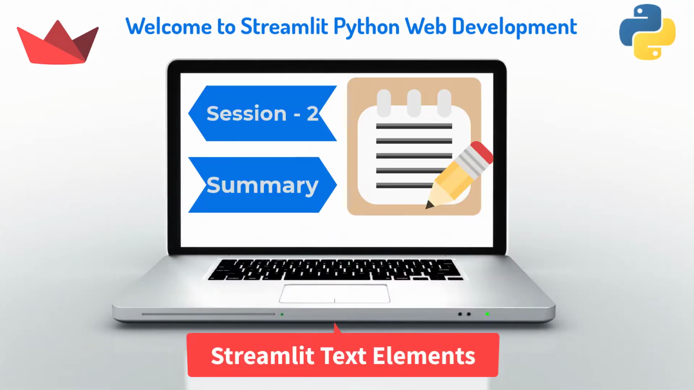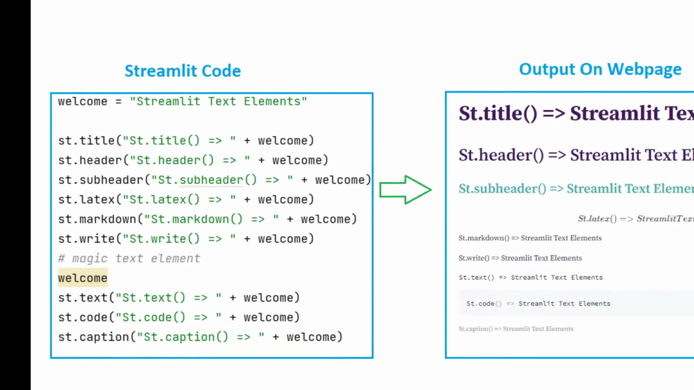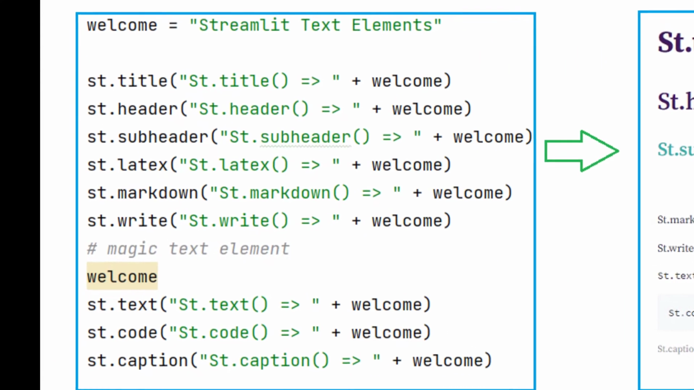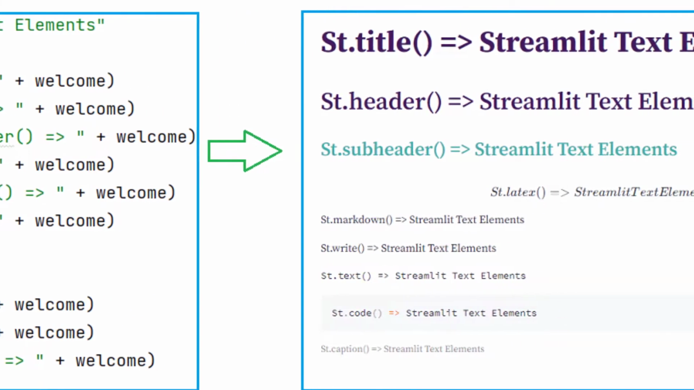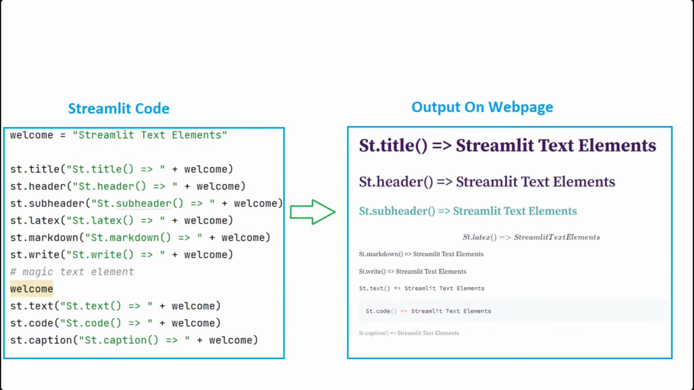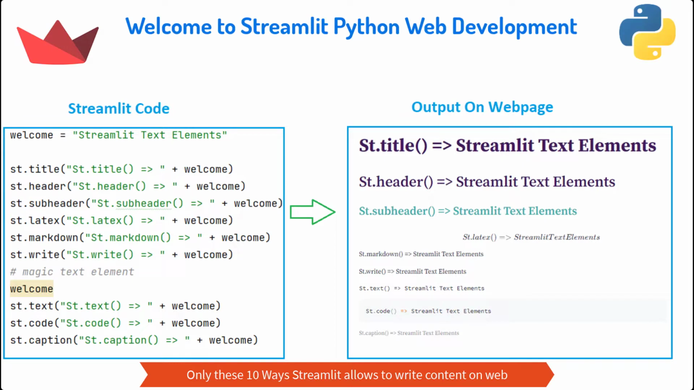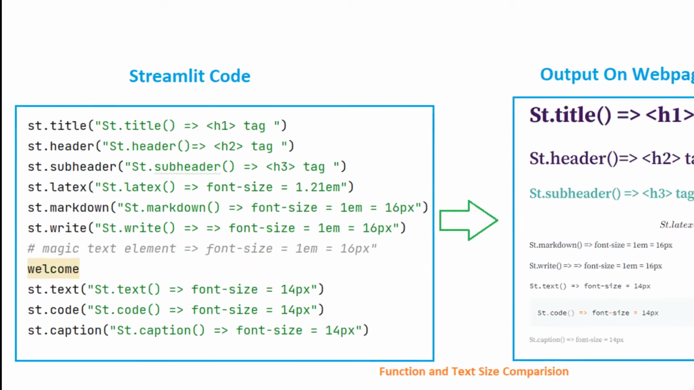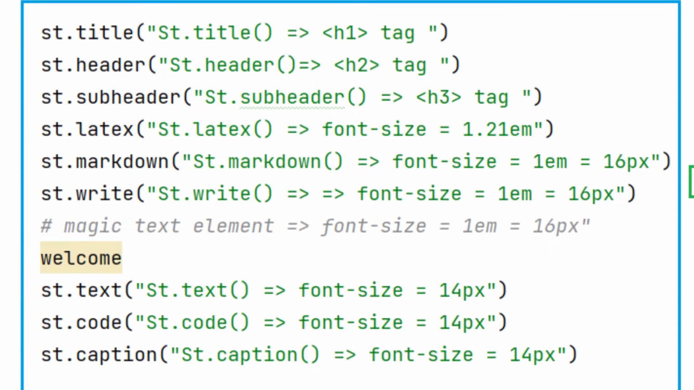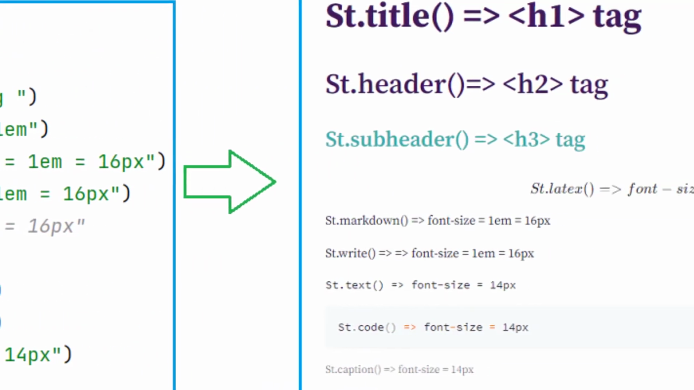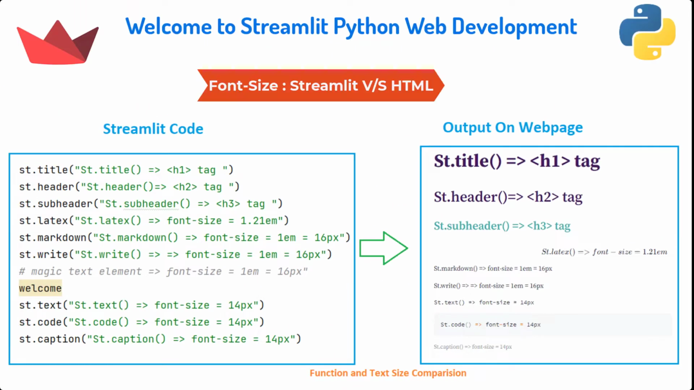Today I am here to recap and summarize the Streamlit text elements. Streamlit provides 10 different functions to render text on the web, which are explained here by comparing the default font size with basic HTML elements. As you can see, st.title is equivalent to the h1 tag in HTML. Similarly, different font sizes are shown.